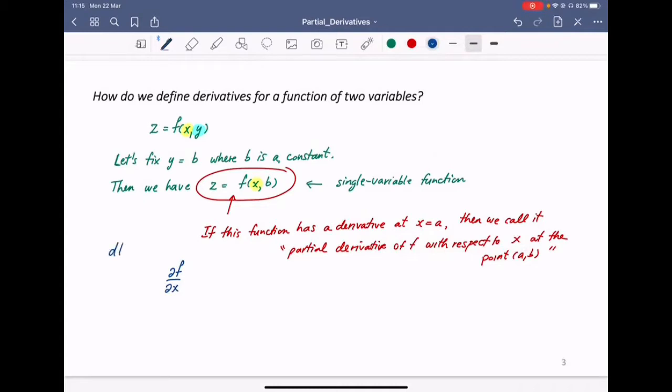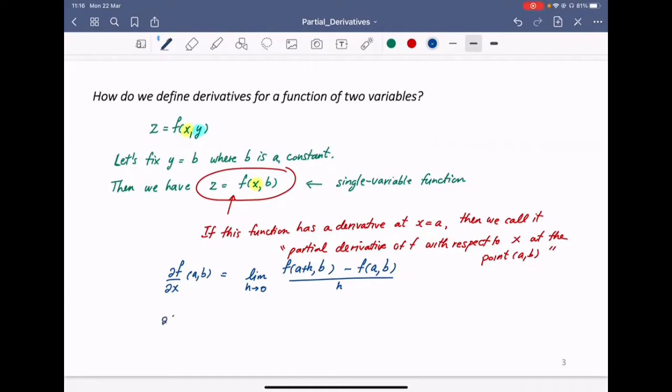Before, you used df over dx, like in calculus 1, because this is just in 1 dimension. But in 2 dimensions, you change it, just make it curve a little bit. So this is called curl f by curl x. At the point (a, b), you see the definition here. Before you had one variable, right? Here you have a function of 2 variables. So you fix b, you don't change anything at b. You just change a to a plus h, and then divide by h, and take the limit as h goes to 0. This is actually the real definition of the partial derivative with respect to x.